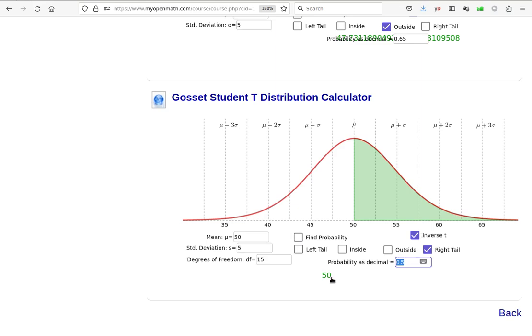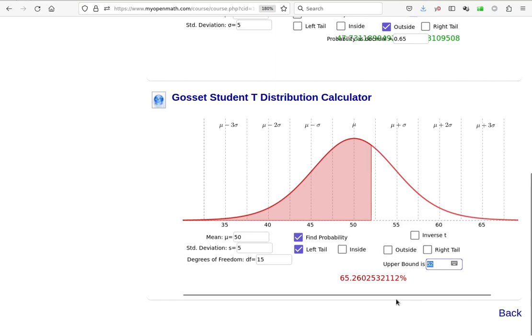So here is the boundary if we want to contain half of the data to the right of the mean. That certainly makes sense. Left tail, same thing. Now let's click on probability. If we want the upper bound to be, let's say, 52, then we've captured half and then a little bit more, up to 65% of the data.